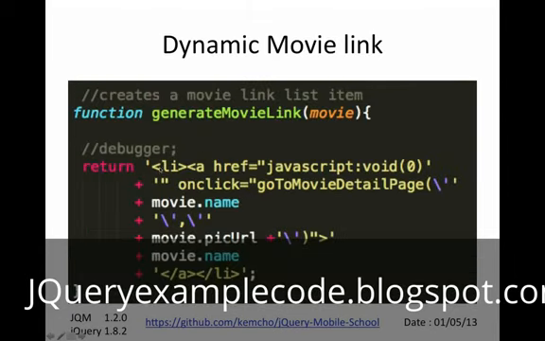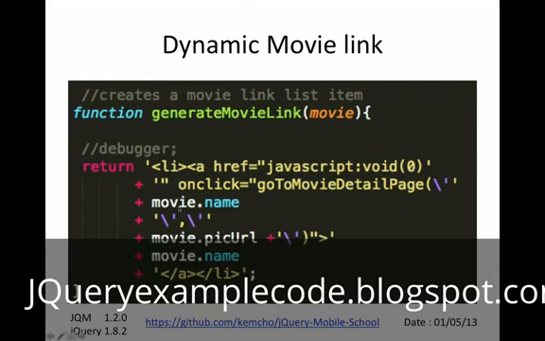It basically creates a list item and an anchor tag within it, which has an on-click method that goes to a JavaScript function that creates the dynamic page. So we don't have any static HTML anymore. We don't have static HTML for the list. We don't have static HTML for the page. Everything is going to be created using JavaScript.